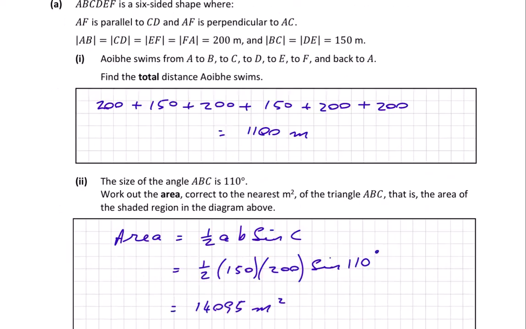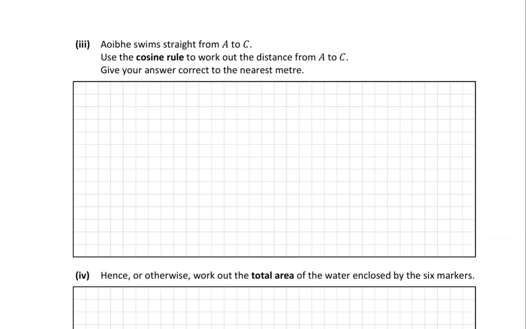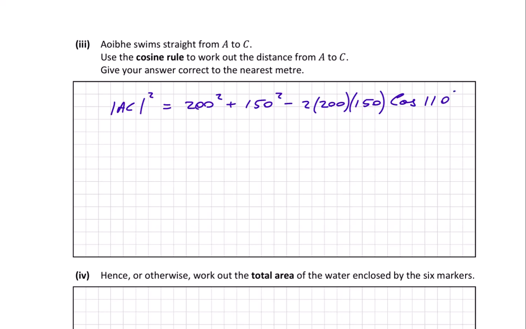So let's just write that out. It's going to be the distance from A to C, which we've got to square, and then it's equal to the two sides squared. So it's 200 squared plus 150 squared, minus twice the two sides multiplied, so it's 200 times 150, and then we've got to get the cosine of the angle between those, which was 110 degrees. So you just have to work through all of that.